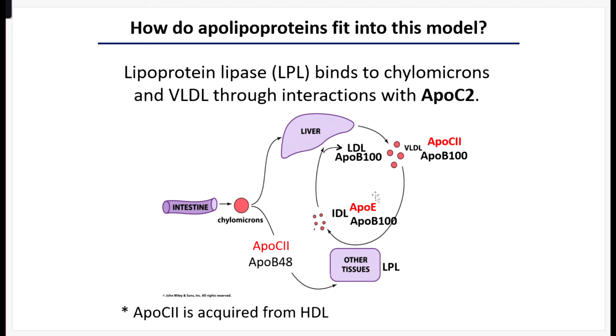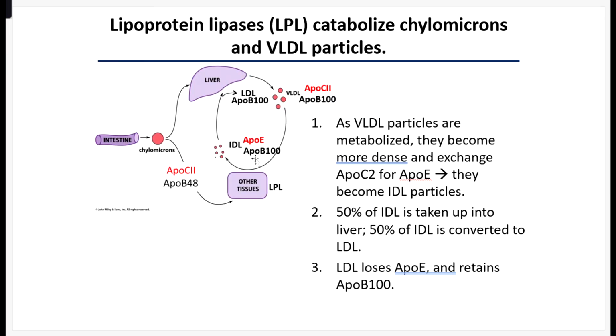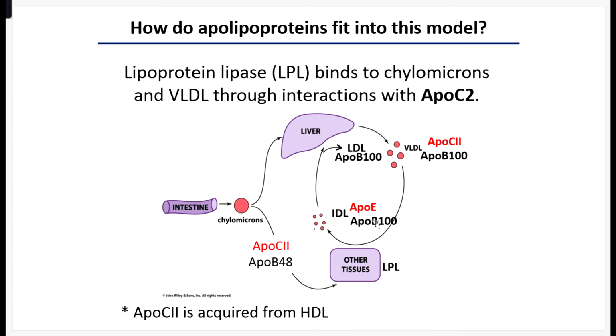IDLs have ApoE and ApoB100, and ApoE binds really well to the liver. And so when, oh, wait a minute. I think I didn't really start where I should have started. Okay, sorry. So here's the exogenous pathway.